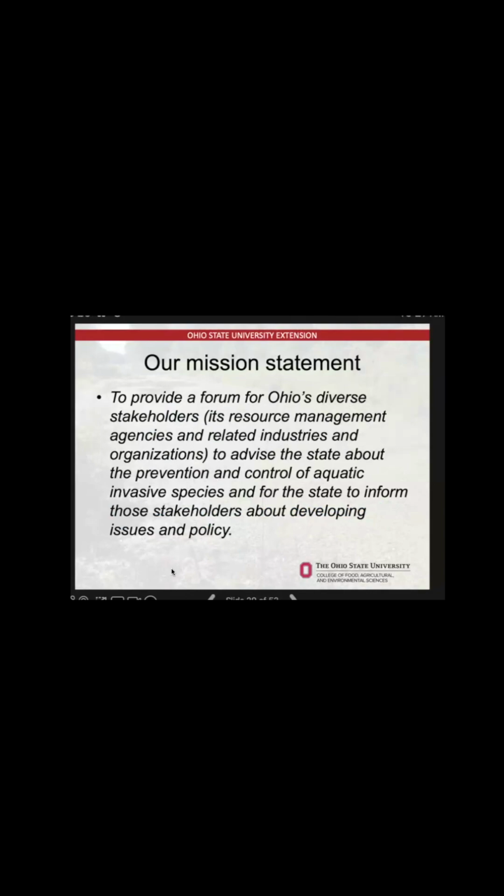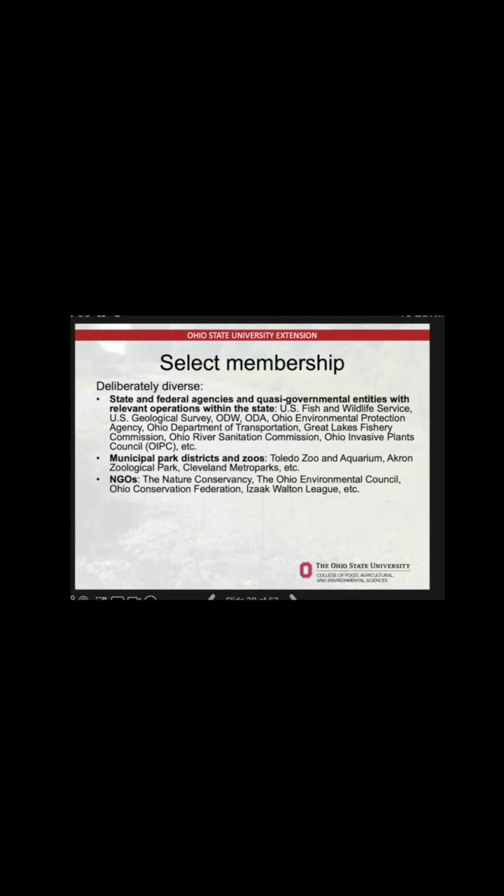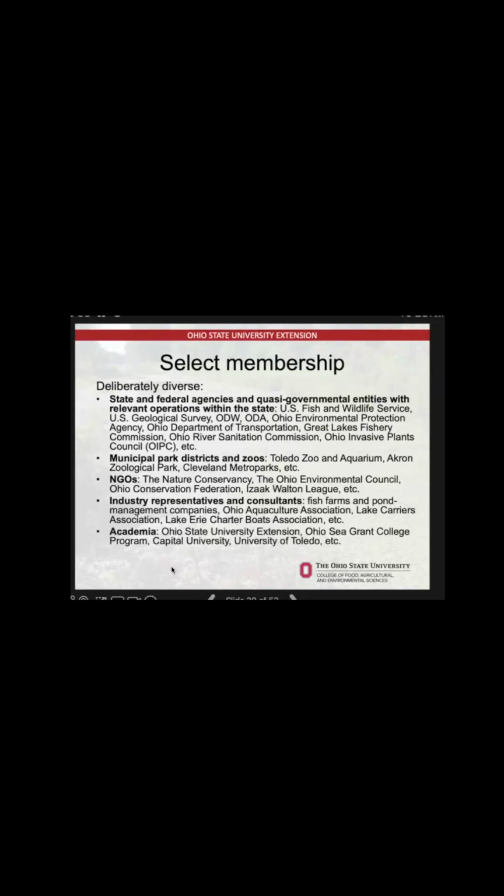Our membership is deliberately diverse. It includes agencies, both state and federal, that have operations within the state of Ohio. It includes municipalities, right? Those with large active park districts, those who manage zoos, they have representation on the committee. Non-government organizations like the Nature Conservancy, for example. Industry representatives, we have representation from Great Lakes Shipping, from the aquaculture industry, right? Fish farming. And of course, academics like myself, et cetera, right? So a diverse membership that is deliberately selected to provide useful input to the state on the management of invasive things.